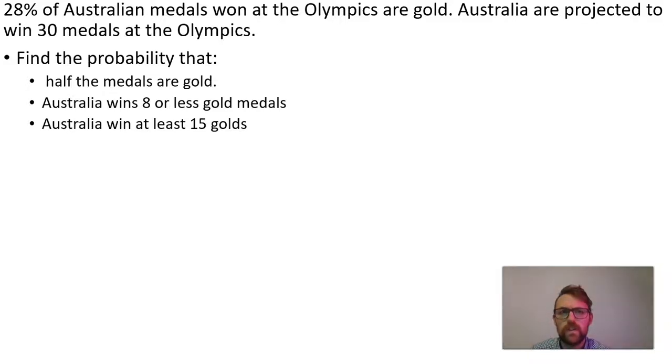So last time we looked at a bit of a shortcut to calculate binomial probability distributions, and this time we're probably going to do an even shorter cut than that. So let's have a look straight into an example. 28% of Australian medals won at the Olympics are gold medals. Australia are projected to win 30 medals. Find the probability that half the medals are gold, Australia wins 8 or less, or Australia wins at least 15. So we'll have a look at the shortcut here.